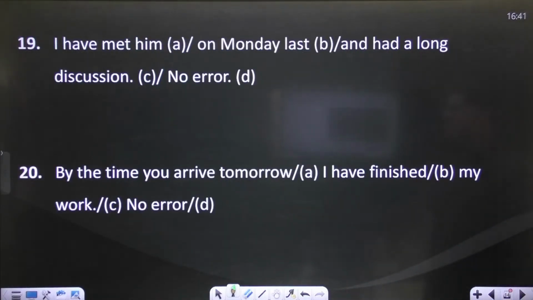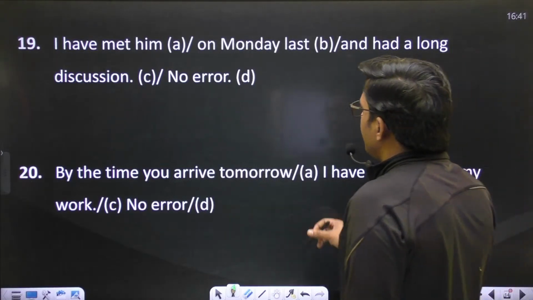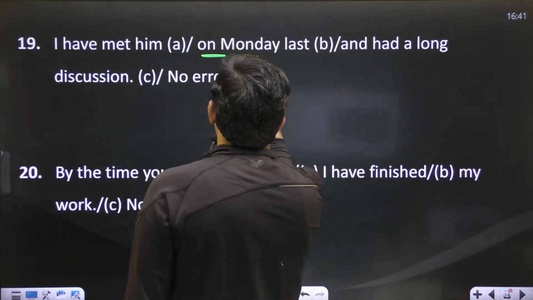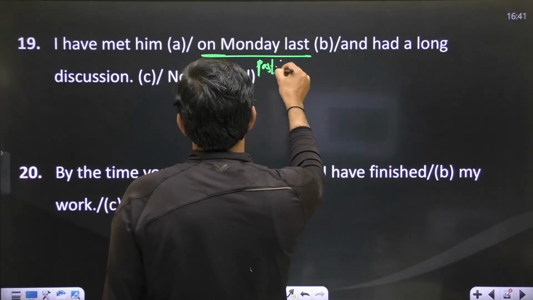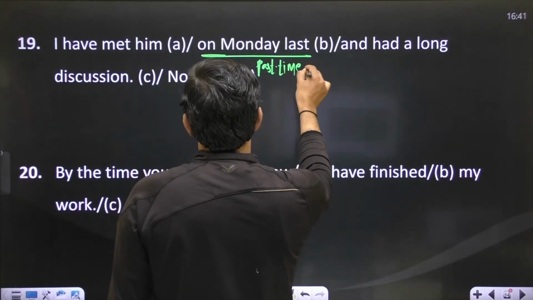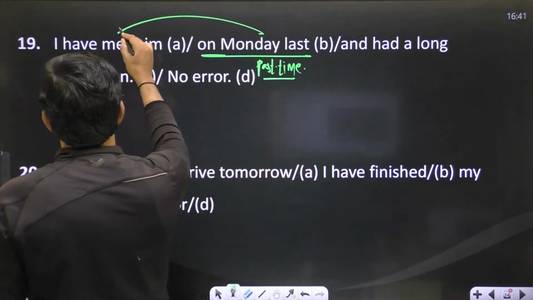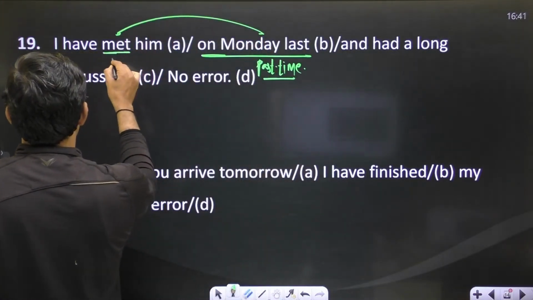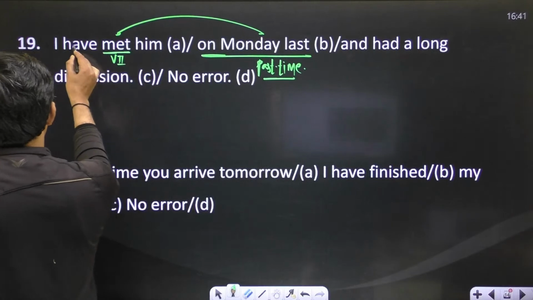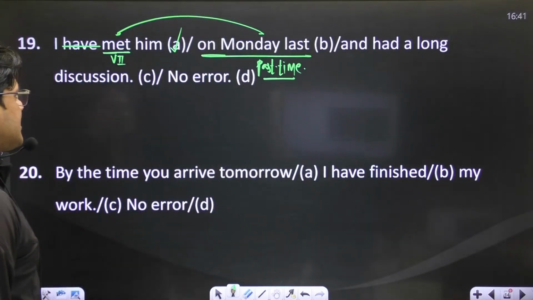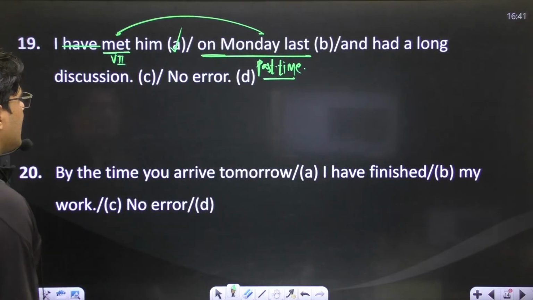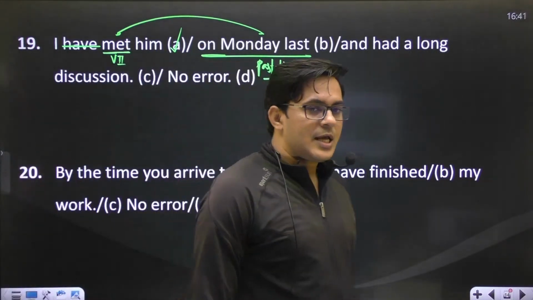Okay, next sentence. I have met him on Monday last. This word, Monday last, also denotes past time, and to denote past time we use past indefinite tense. So in past indefinite tense we use the second form of the verb, drop have. The sentence will be, I met him on Monday last and had a long discussion. So the error is in part A.